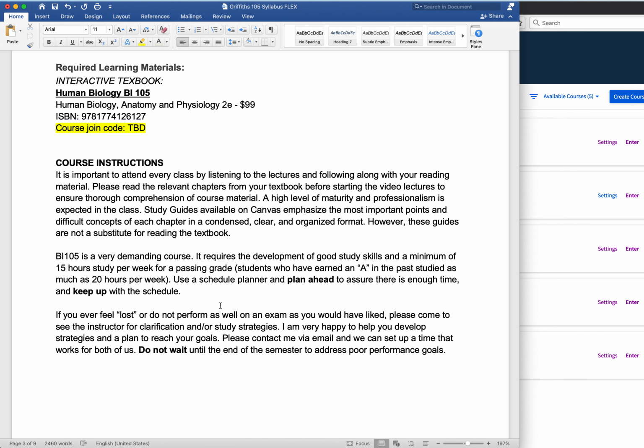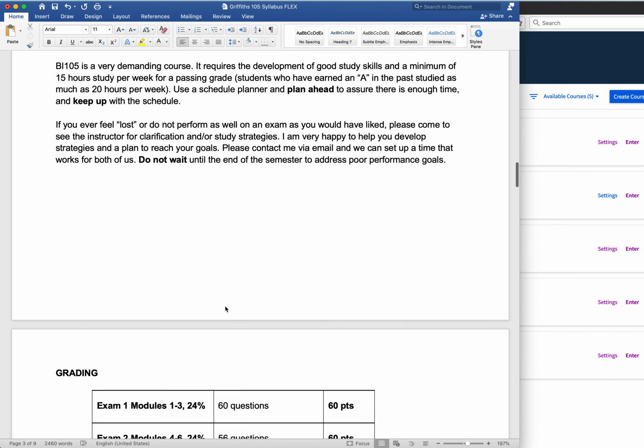And while it says here keep up with the schedule, remember this is a flex program, so if you find that you're falling behind, all you have to do is reach out to me and say I'd like to alter my course schedule to give myself an extra couple of weeks, and obviously that's going to be not a problem.